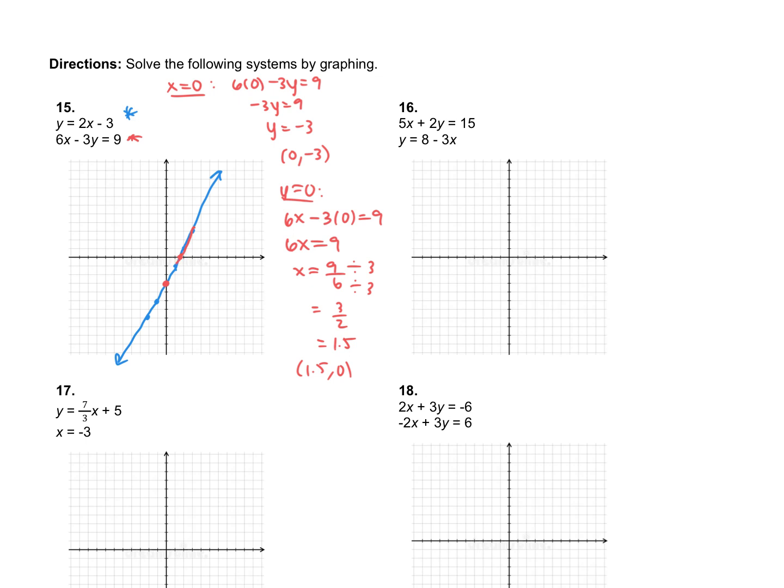Do we see that we end up with the same line? So there's more than one point that they all share in common. Do we know what the answer is then for this? Very close. Infinitely many solutions. Most of the time that's not going to be the case. Most of the time they're going to intersect at a single point.